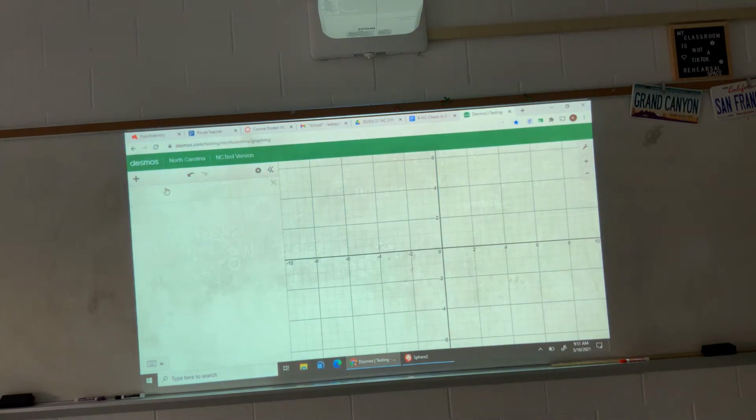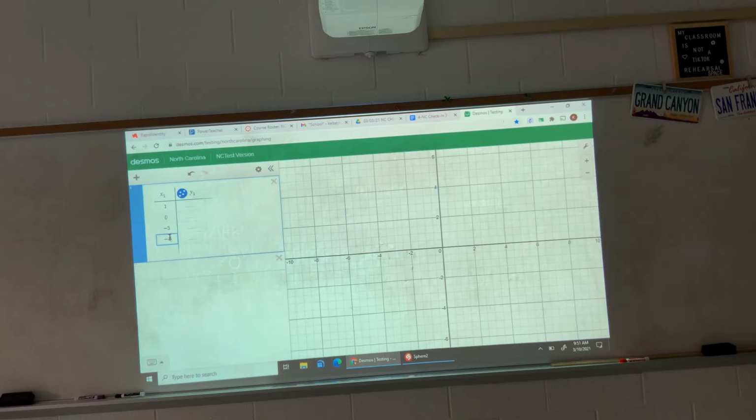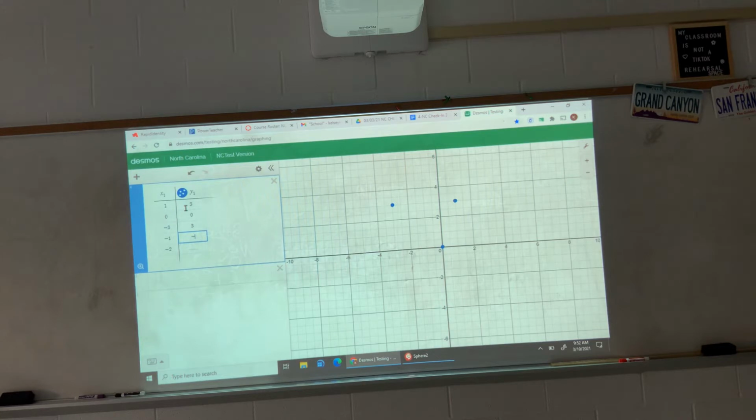Again, I'm going to go to this plus, go to table, put my x values on the left-hand side, and you will have access to Desmos on the EOC. And if it's on the inactive, then you're just graphing by hand. But it's quicker if you use Desmos and more accurate.